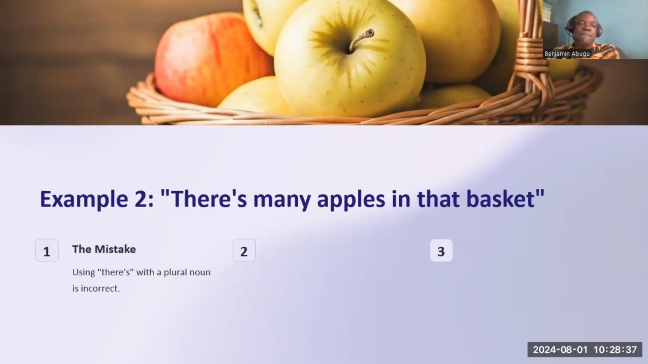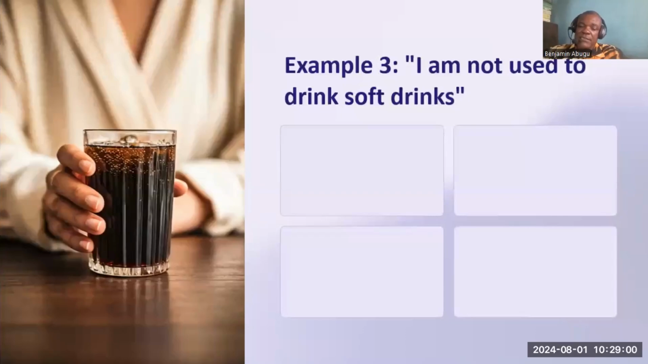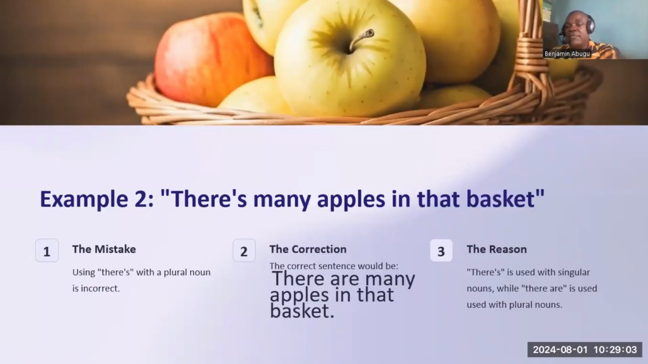Let's begin with the mistake. Using there is with a plural noun is incorrect. Okay, that's what is incorrect there. The correction should be, there are many apples in that basket. And so the reason is that there is is used with a singular noun, while there are is used with a plural noun. So in this case, many apples constitute a plural noun and should go with are. There are many apples in that basket.